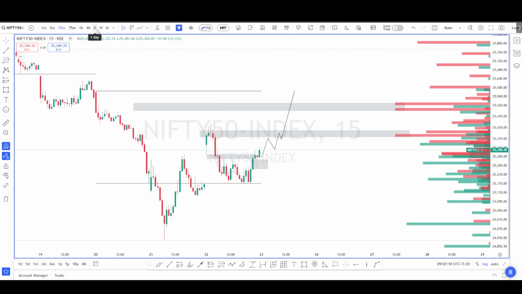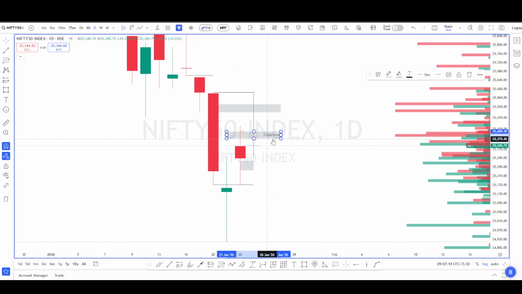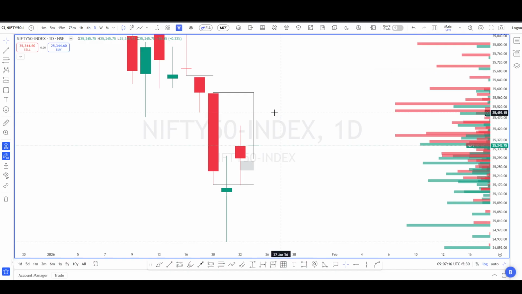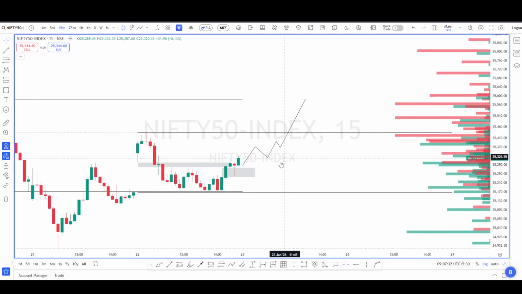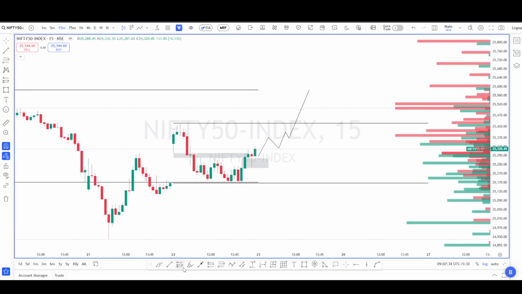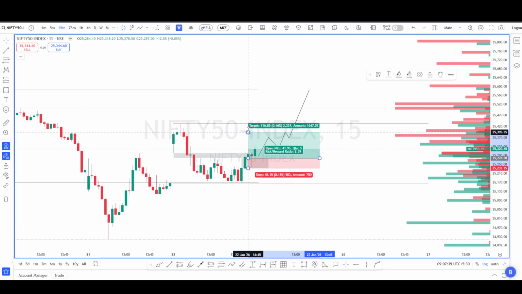So today, if I mark this candle's high, the previous candle's high and previous candle low, we might expect price to move inside this range. So it can be a flatter market today. On intraday basis, for a risky trade, I can go like this and target this previous high.